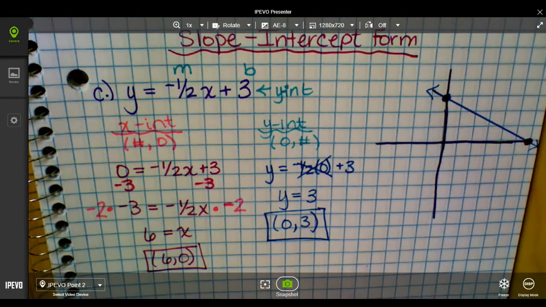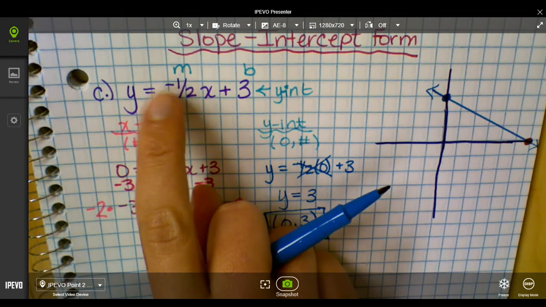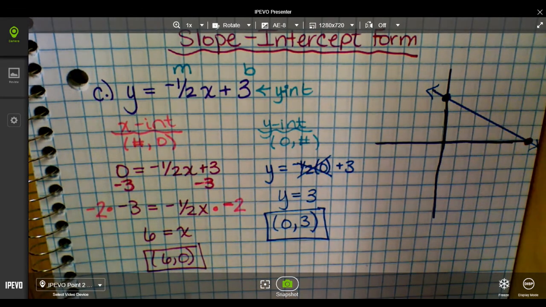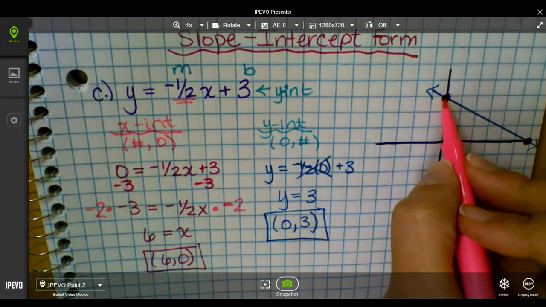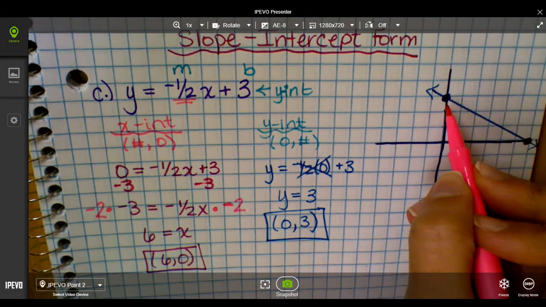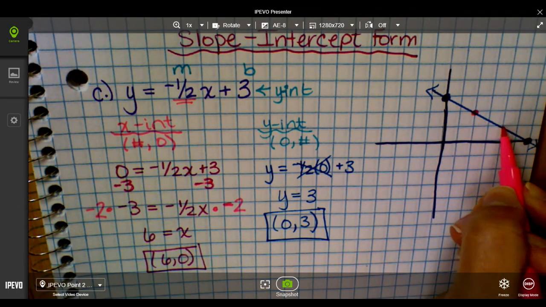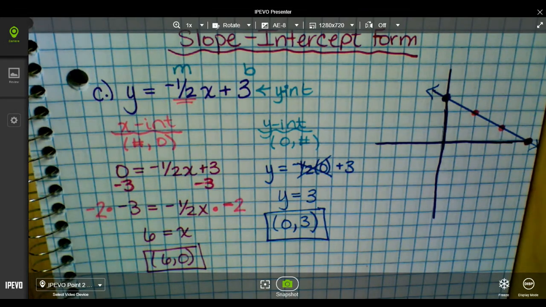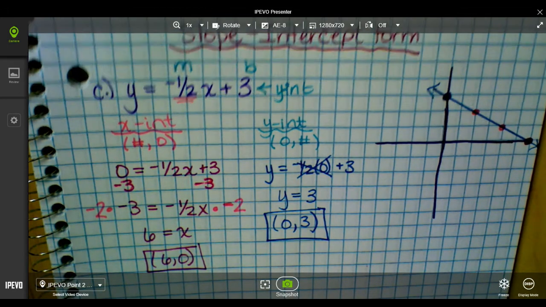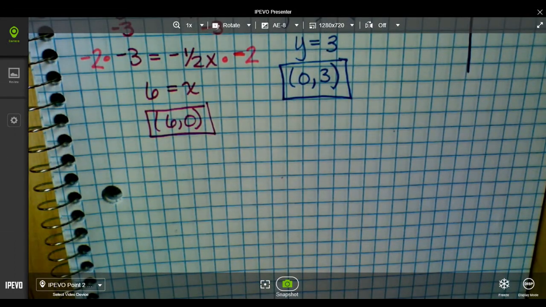One of the things you should notice is that this line is decreasing, and that is because my slope is negative. If you really were going to graph this one without using intercepts, you would always start at your y-intercept, which is 3, and then you go down 1 to the right 2, down 1 to the right 2. My line's slightly off, but you can see it does work. So that's just a little foreshadowing for how you should be graphing in slope-intercept form.